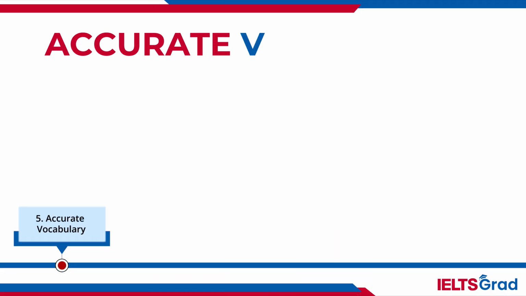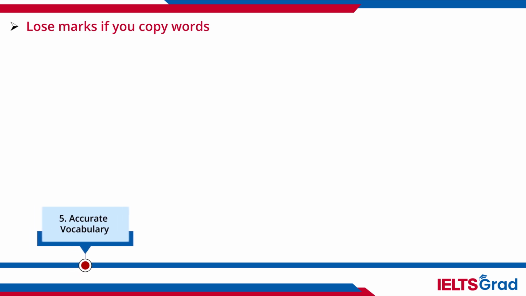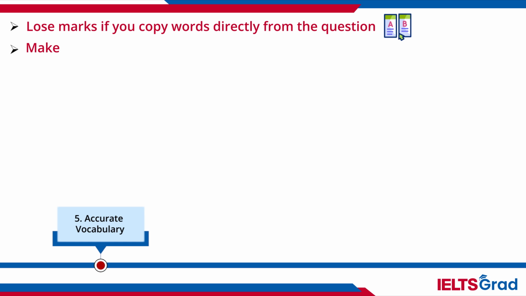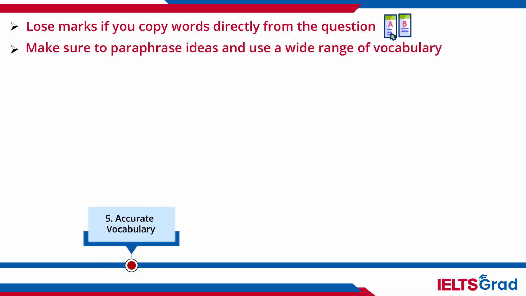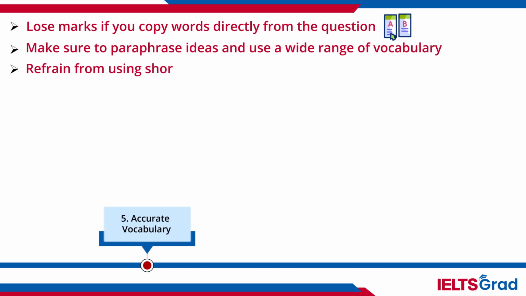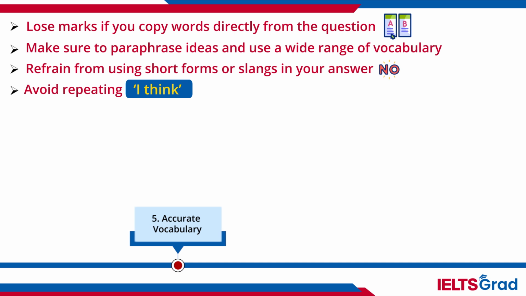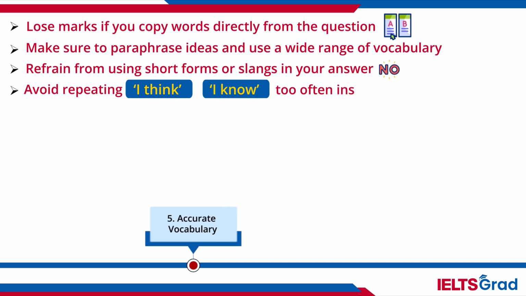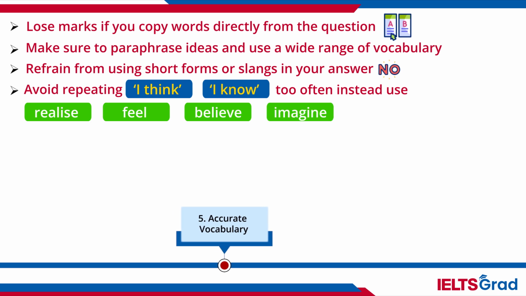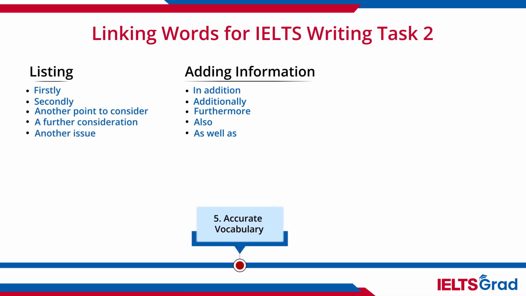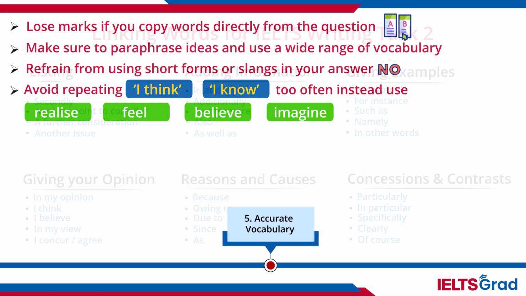Tip number 5, accurate vocabulary. You will lose marks if you copy words directly from the question. Thus, make sure to paraphrase ideas and use a wide range of vocabulary. Refrain from using short forms or slangs in your answer. Avoid repeating I think or I know too often. Instead, use realize, feel, believe, imagine. We have displayed on your screen some words that you can use in your IELTS writing task too.